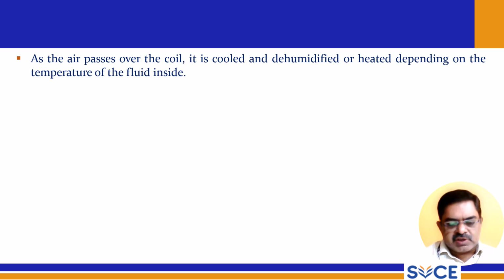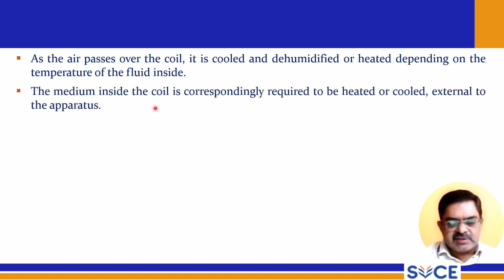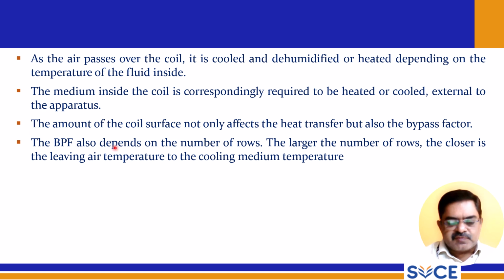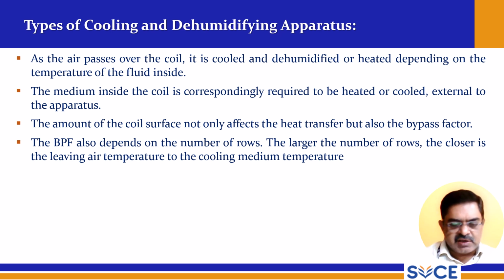As the air passes over the coil, it is cooled and dehumidified or heated, depending on the temperature of the fluid inside. The medium inside the coil is correspondingly required to be heated or cooled external to the apparatus. The amount of coil surface not only affects the heat transfer but also the bypass factor. The bypass factor also depends on the number of rows. The larger the number of rows, the closer the leaving air temperature is to the cooling medium temperature. That is another significant factor here.